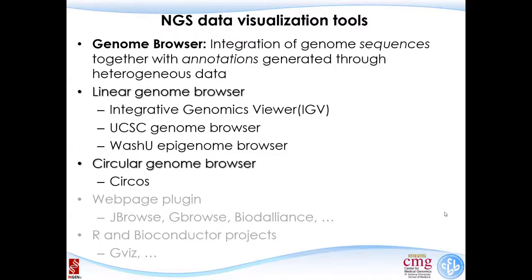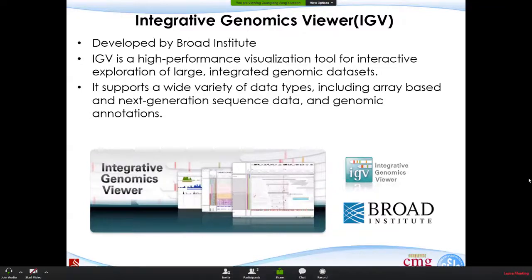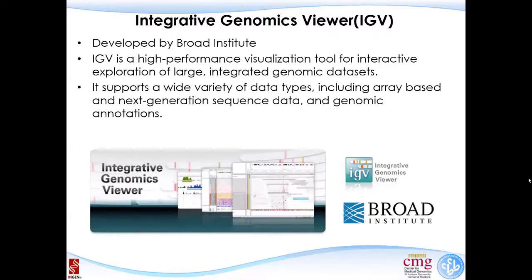There are two categories here, linear genome browser and circular genome browser. We will focus on the IGV, Integrative Genomics Viewer. IGV is developed by the Broad Institute. They have a very strong bioinformatics group in the United States and developed a lot of software in the bioinformatics field. IGV is one of the brilliant software they developed.